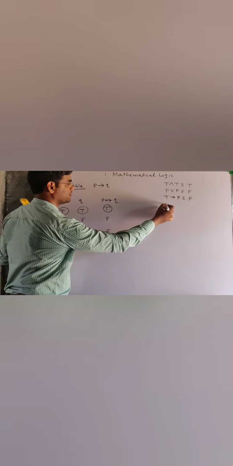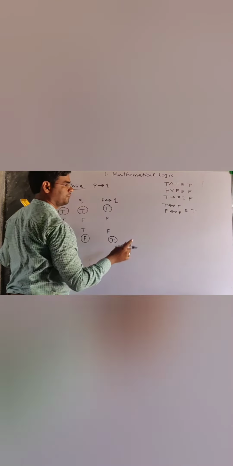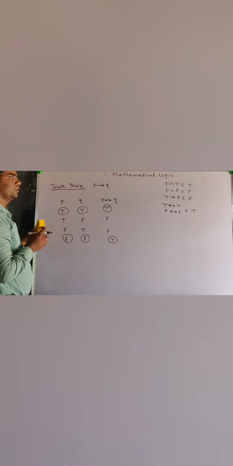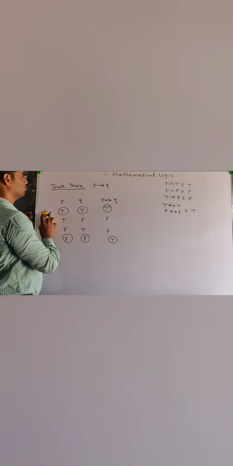So for double implication, the rule is: T double arrow T, or F double arrow F, is true. If both the statements have the same truth value, then the resultant statement is true. Otherwise, the statement is false.